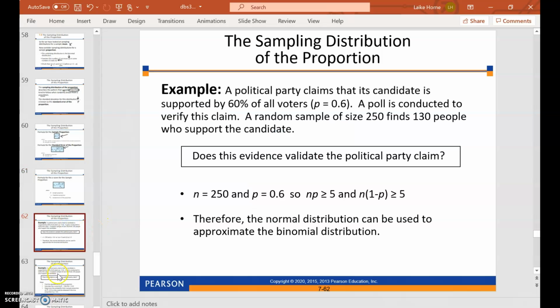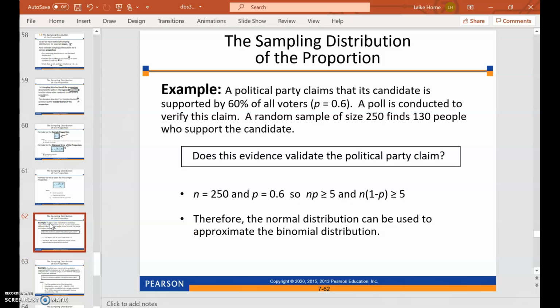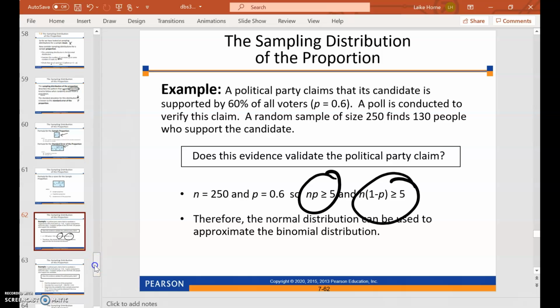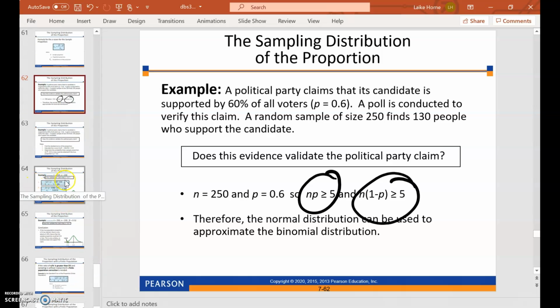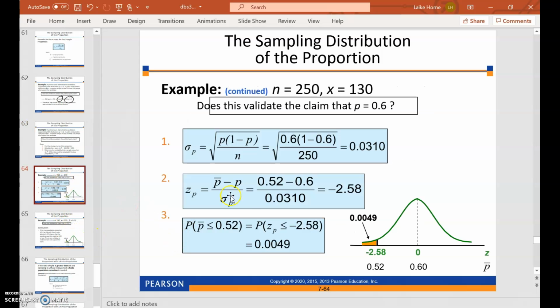So that is just a quick overview. If NP is greater than or equal to 5 and NQ is greater than or equal to 5, the normal distribution can be used to approximate the binomial. So you have to check that rule first, and then you're going to do your z-scores, and here are the steps. But notice that this part over here, you're going to work it the same way.